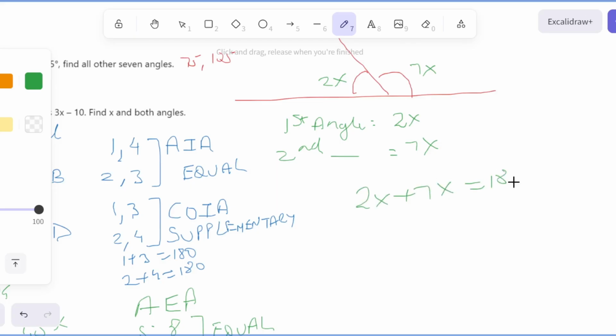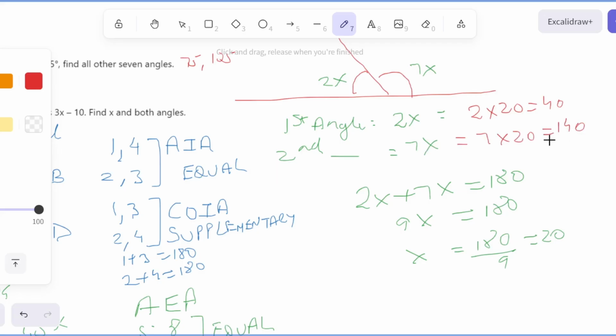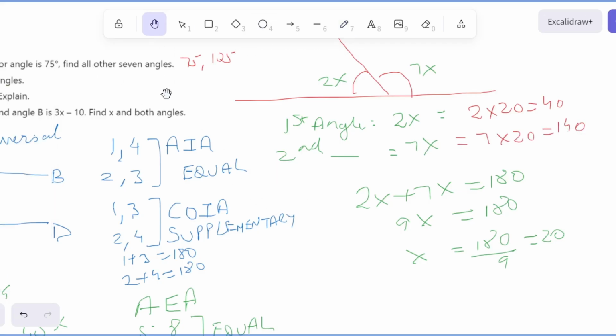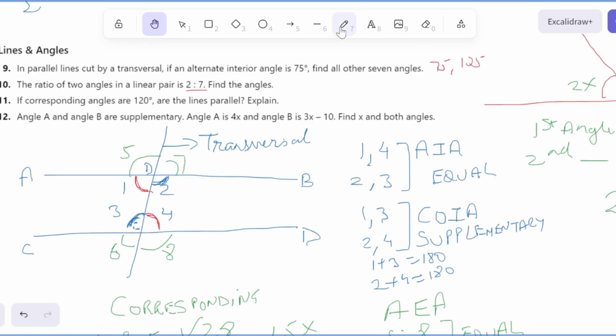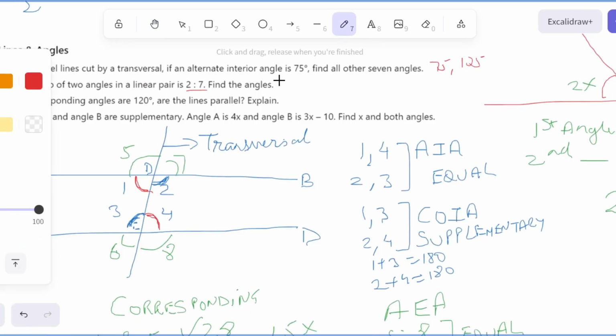So this becomes 9x equal to 180 and x equal to 180 upon 9, which is 20. So 20 is the value of x, right? Okay. So the angles were 2x, so that will become 2 times 20, which is 40, and 7x means 7 times 20, which is 140. So this is how we find the angles when they have given ratios. So our answers are 40 and 140.